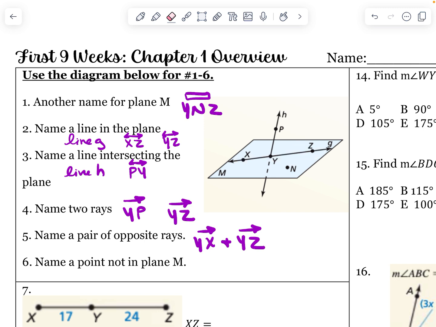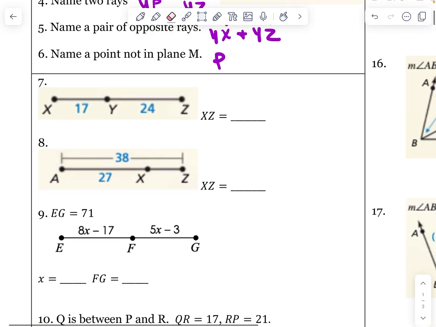Name a point not on plane M. The only one not on plane M is up here. Point P is not on plane M. Hope that helps.